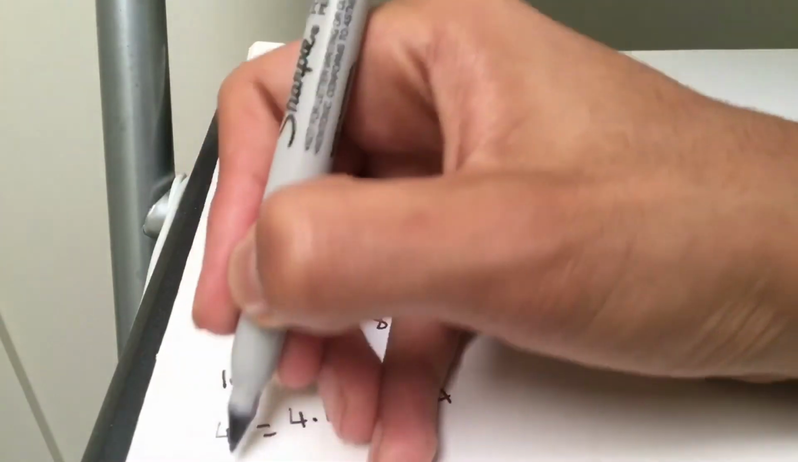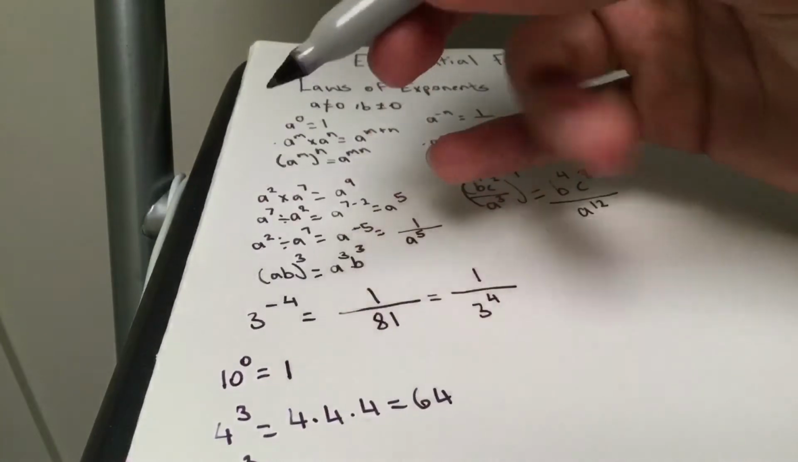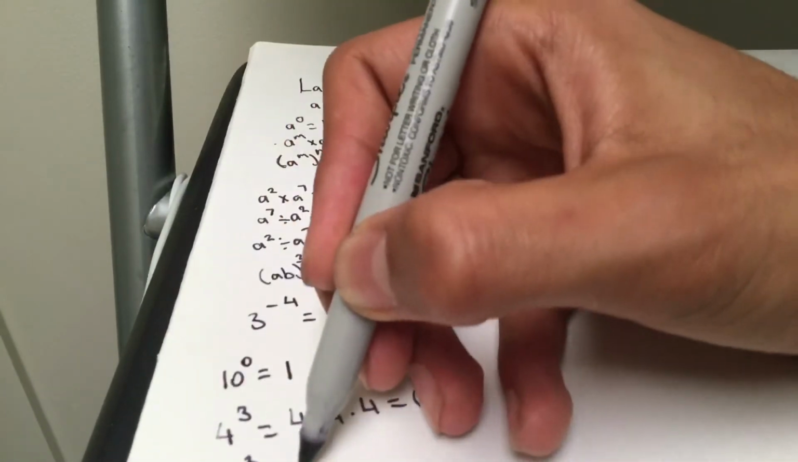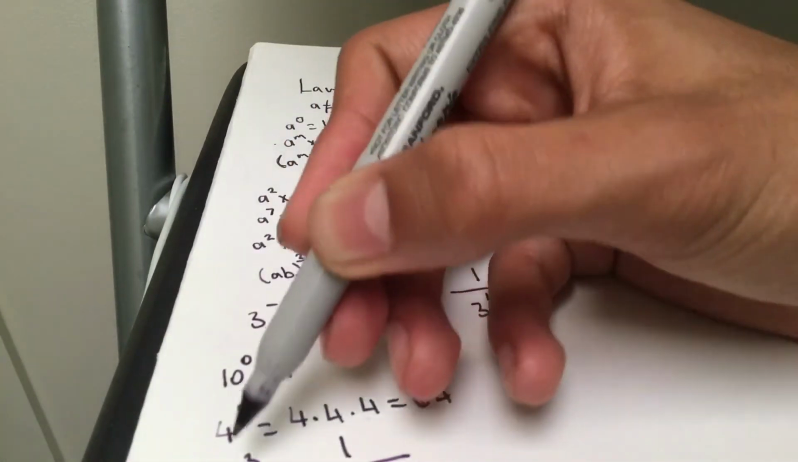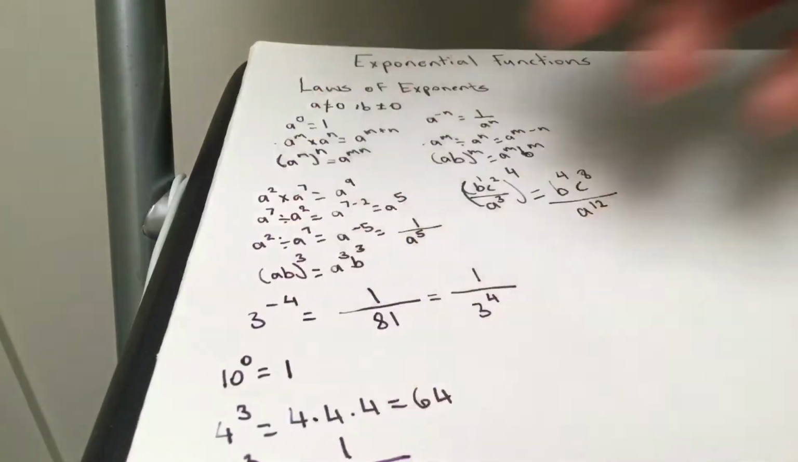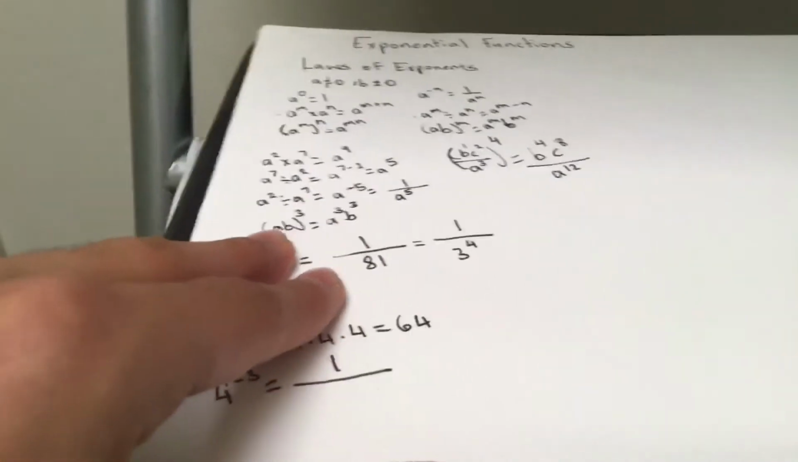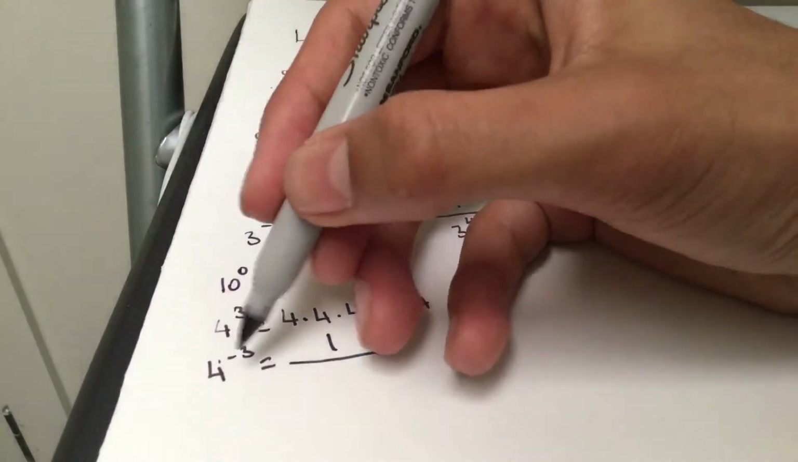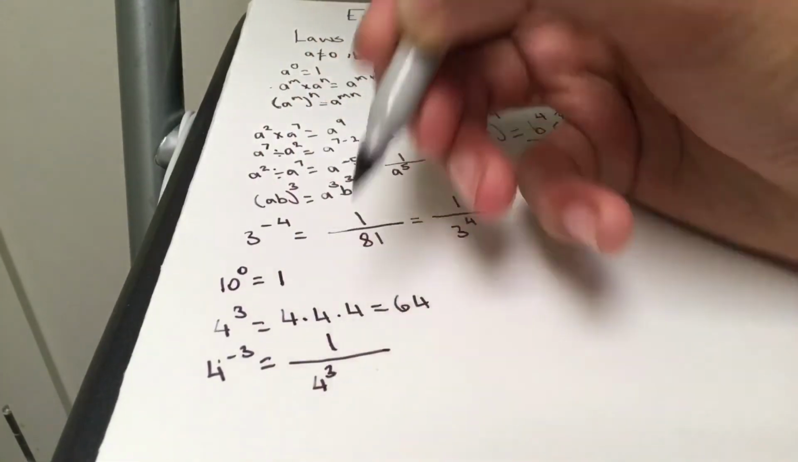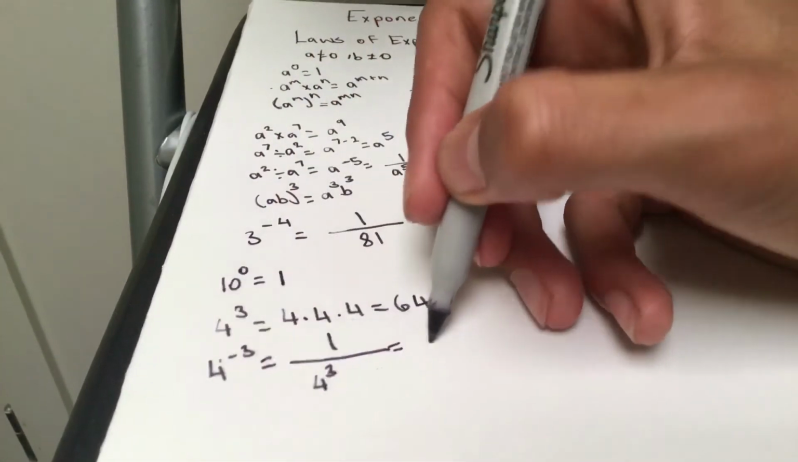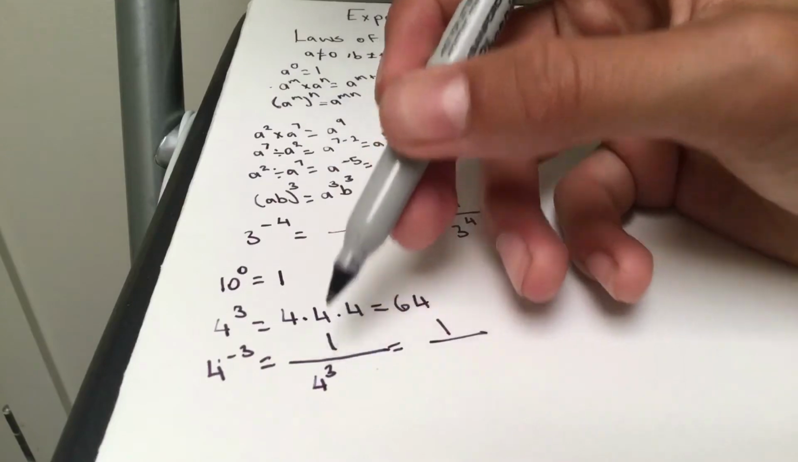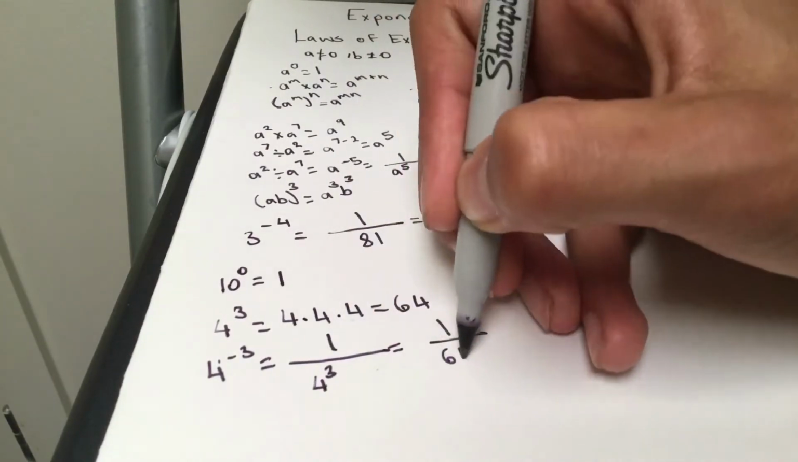So now let's do 4 to the power of minus 3. Okay, so first of all we put it as a fraction to get rid of the negative sign. So we're going to change it to 4 to the power of 3. So 4 to the power of 3, which is 64, so it's going to be 1 over 64.